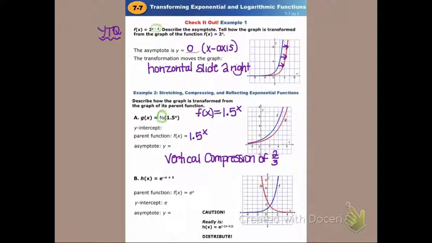You can see that the red graph, or in mine it's red, you can't see it on yours, is just compressed. It's pushed back down towards the x-axis, because it's being compressed down from either side. Now the y-intercept.